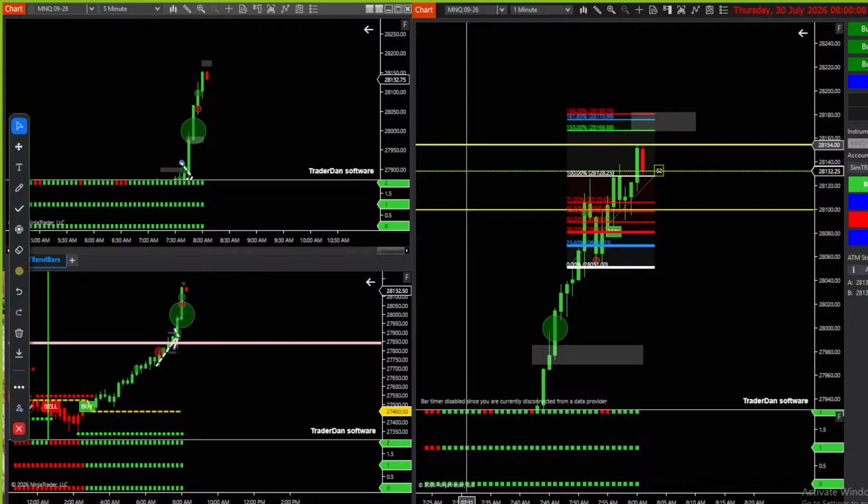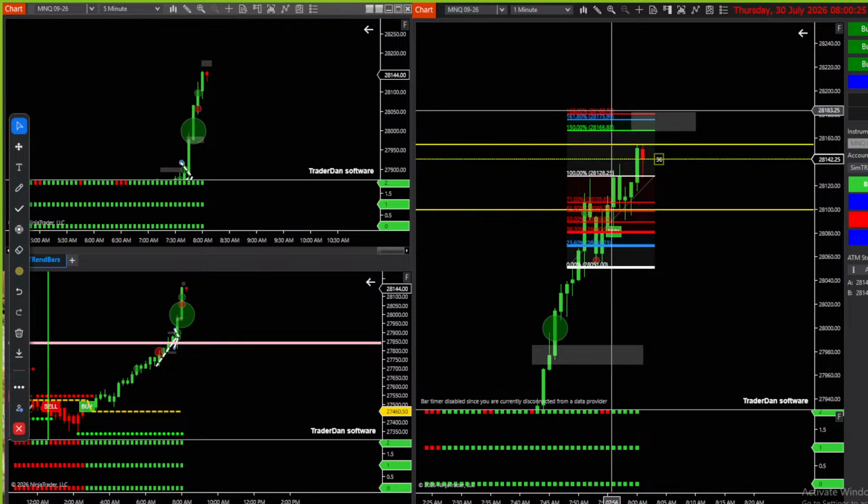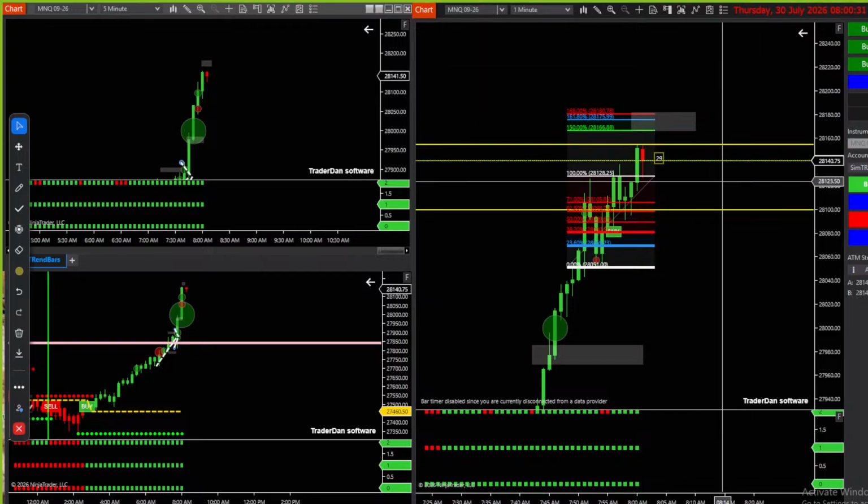A retest of the break. Does it hold or did it squeeze it back down? Wow. 205 buyers on the push down.